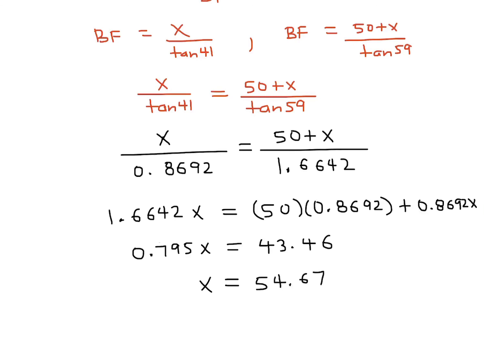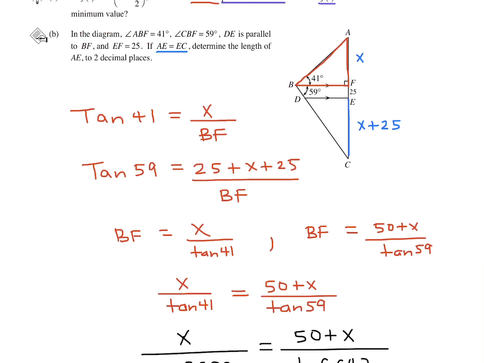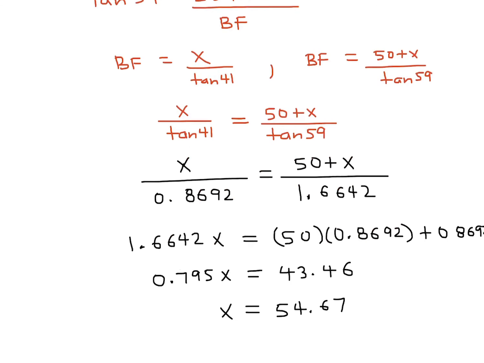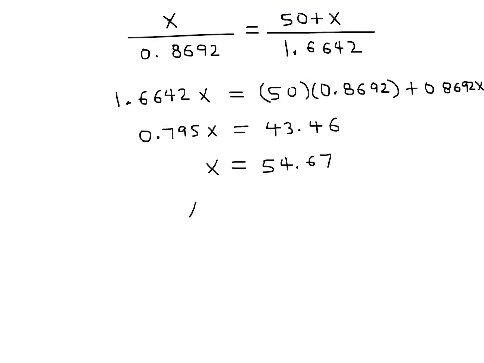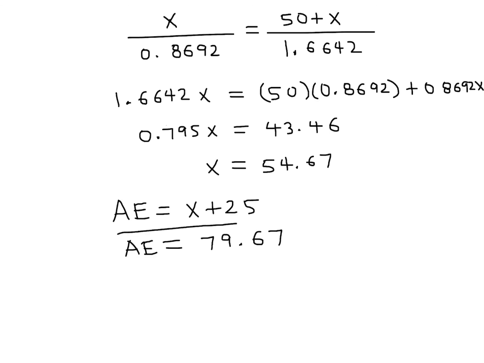And remember, they want you to solve for AE. AE is from here all the way down to there. So x plus that 25. So don't forget to remember that. So AE would be x plus 25. So therefore that would be 79.67, approximately, to 2 decimal places.